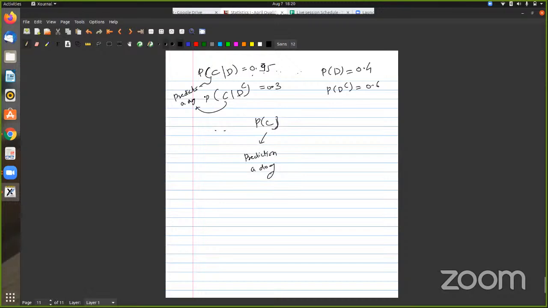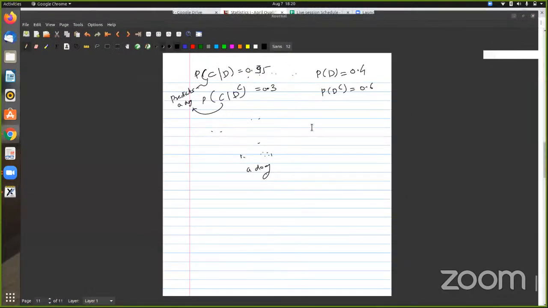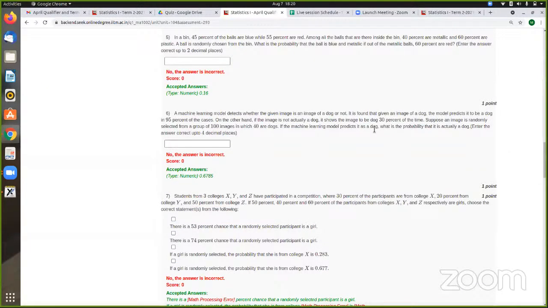So we can just find out the probability of D given C. We have to find that. Just a minute. If the machine learning model has already predicted a dog, what is the probability that it is actually a dog?